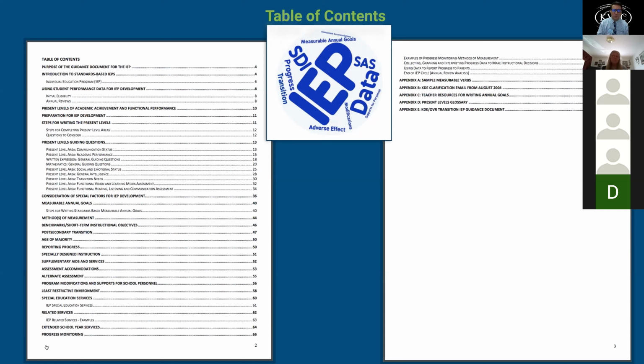And we have the steps for writing the present levels and special factors and measurable goals, and right on down: benchmarks, methods of measurement, post-secondary transition, age of majority, reporting progress, all those things that are listed there, all the way down to progress monitoring on page 66. Then the addendum, pages 68 through 75, really gives us our definitive piece of information and gives us the how-to. It gives us a lot of information as to what we're to be documenting in a well-developed, measurable IEP.